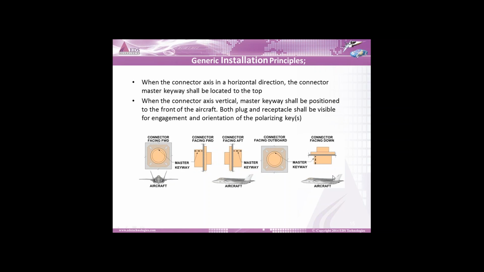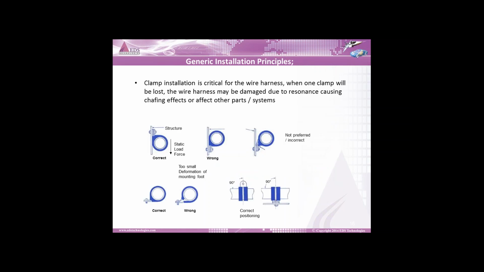Similarly, you can see when the connector is in a vertical direction, what should be the position of the lock key of your electrical connectors. So these are some of the very important things. Another example here. What should be the correct clamp position? So P clamps are there, C clamps are there, P clamps are there. Each clamp has its own preferences based on your practical applications.